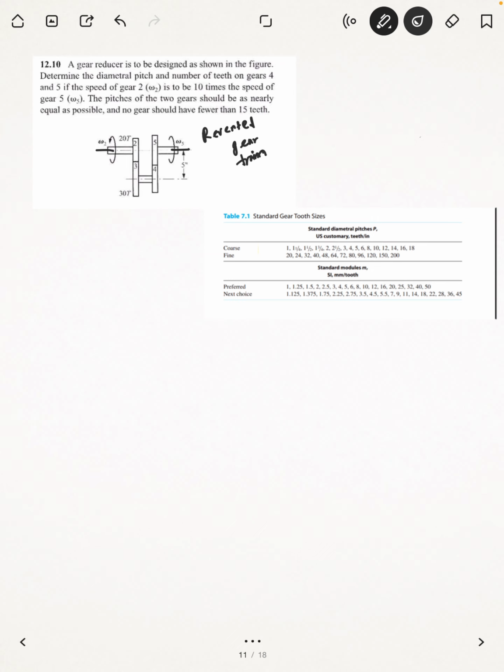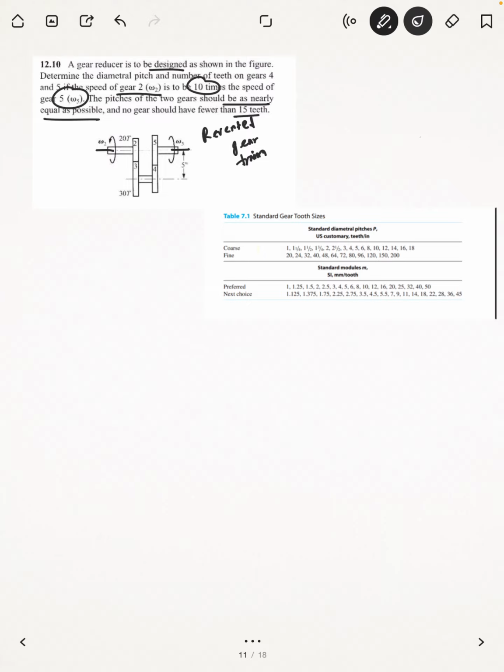Now, what is said in the question: the gear reducer is to be designed. This is a design problem. In the figure, determine the diametral pitch and the number of teeth on gears 4 and 5. They have given that gear 2 speed is 10 times the speed of gear 5. One condition is that the pitches of the two gears should be nearly as equal as possible. That means the diametral pitch that you choose during the design should be close to each other. Another condition is that no gear should have a teeth number less than 15.